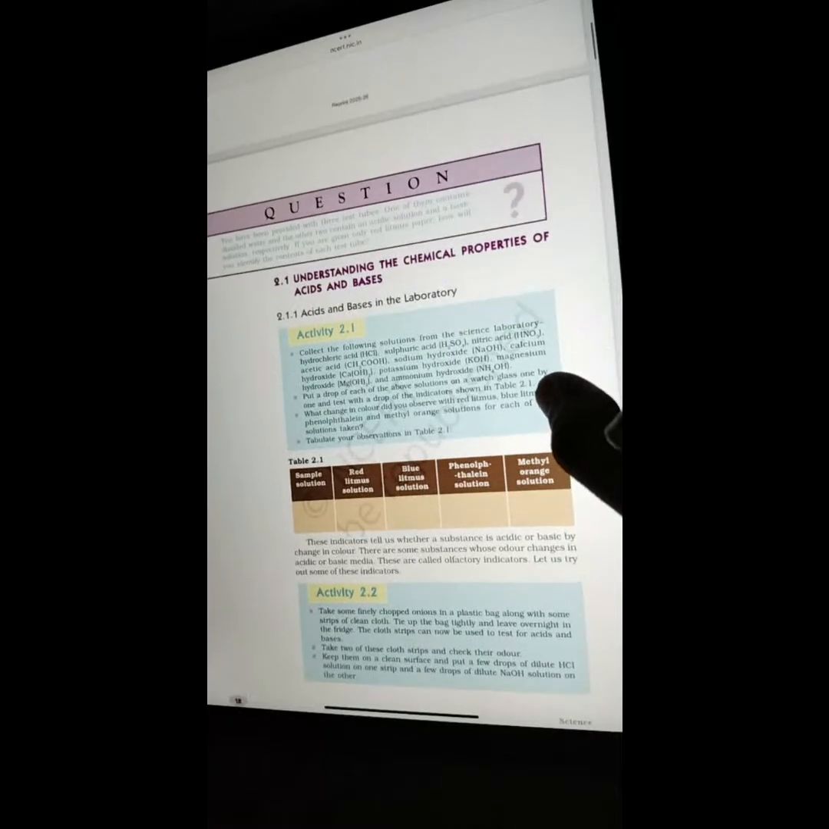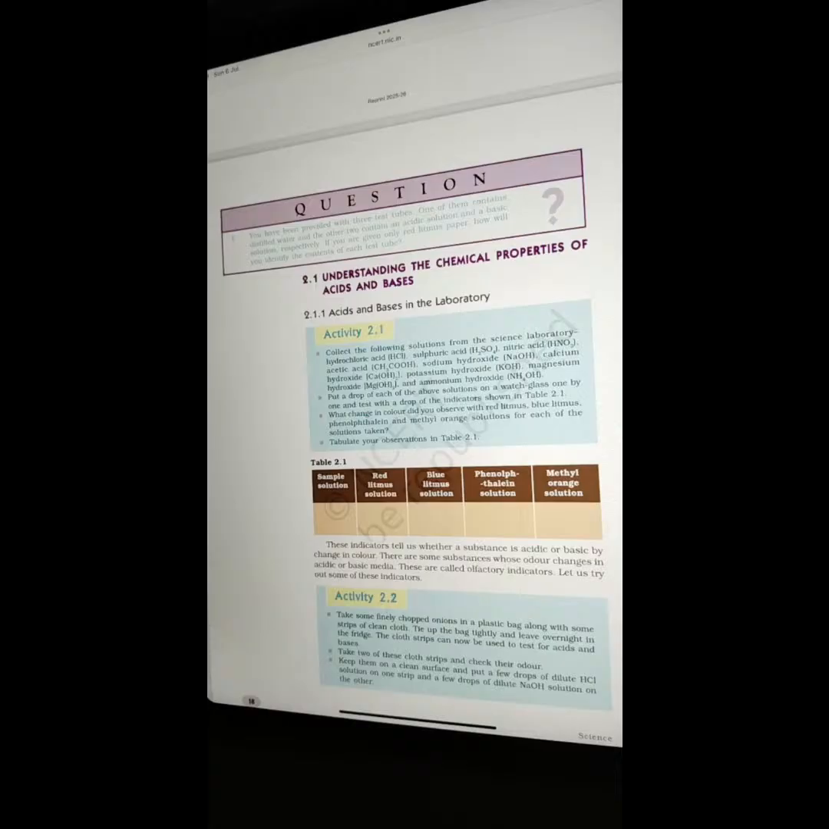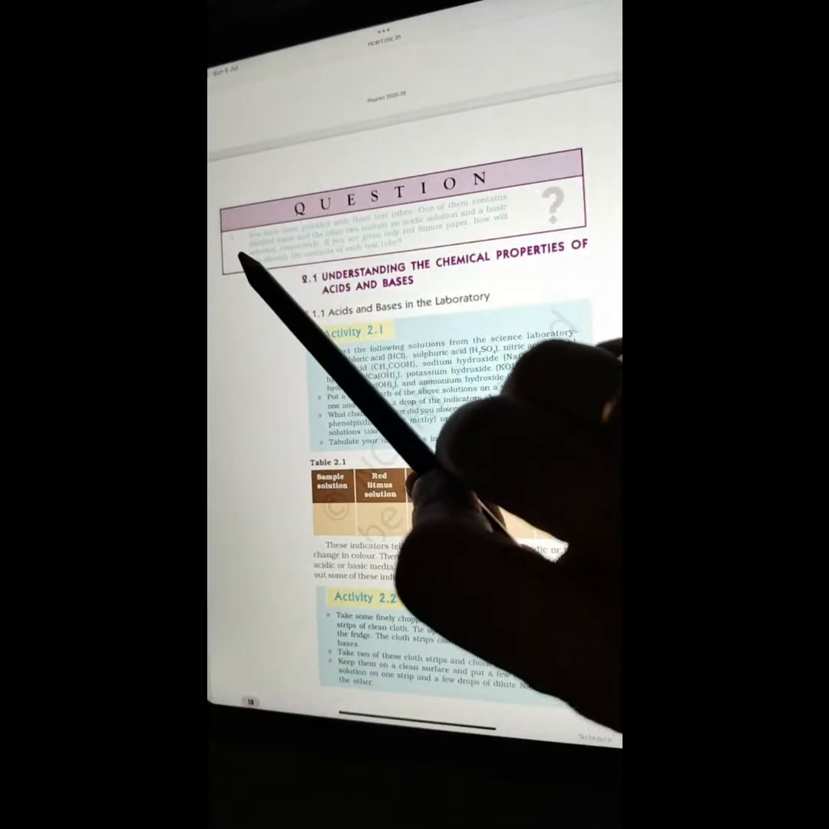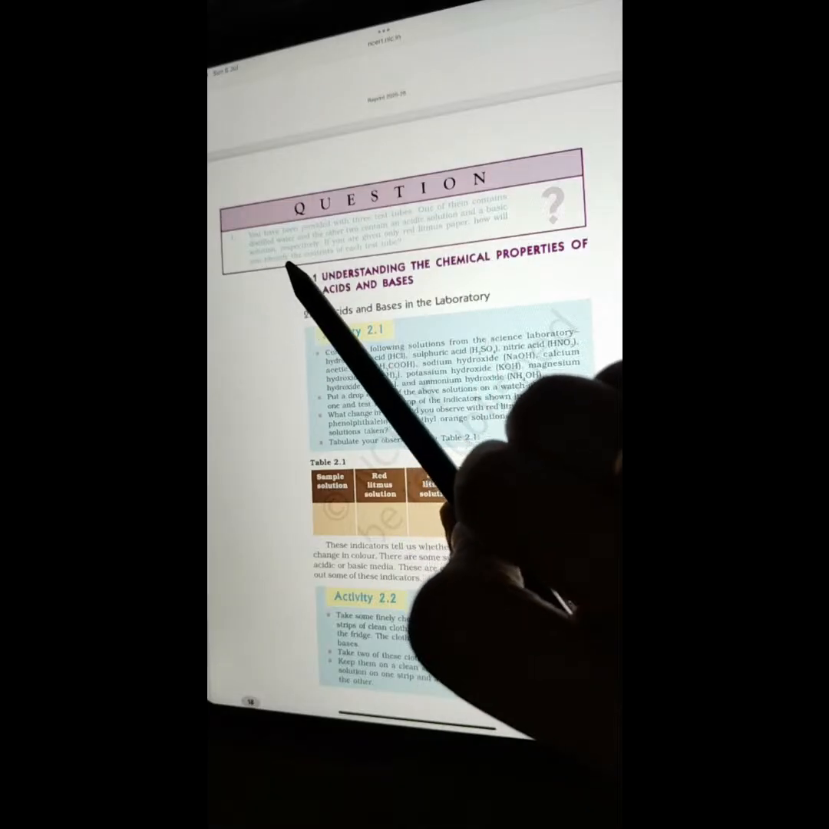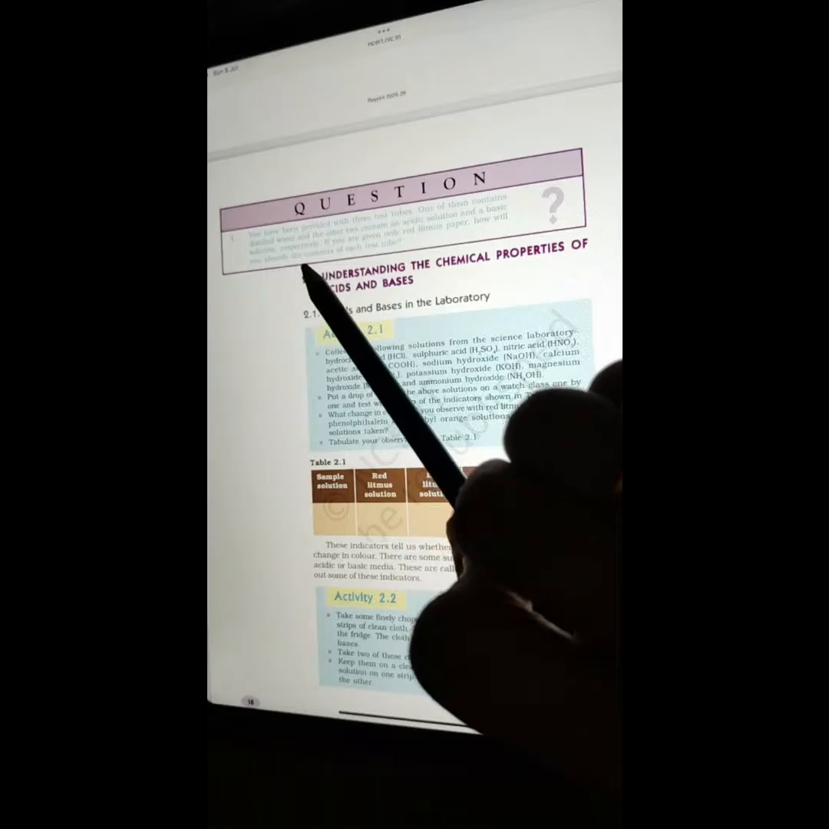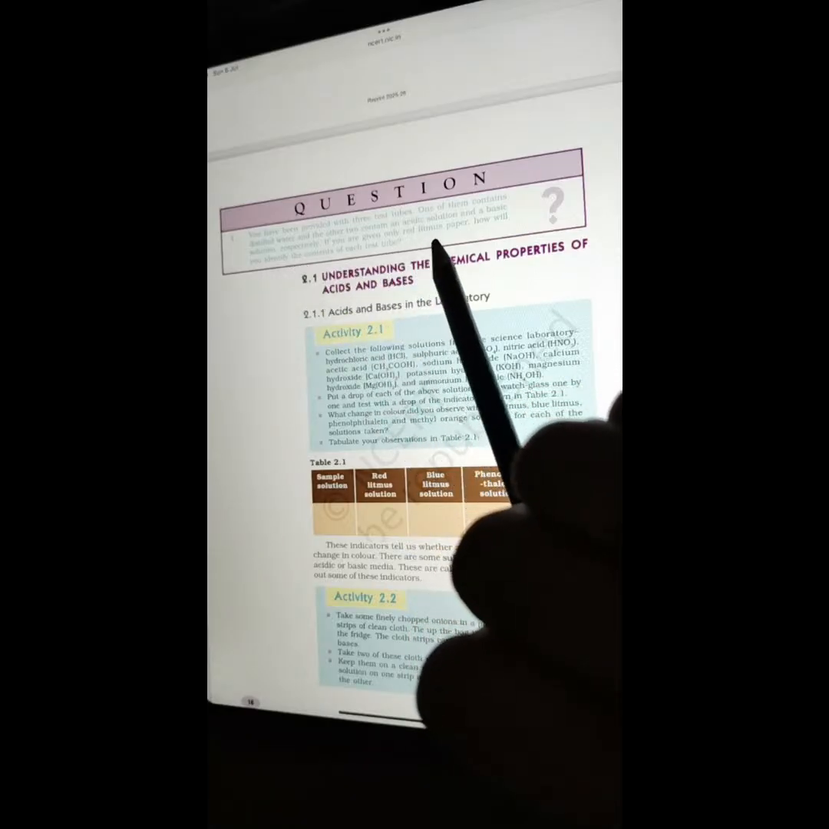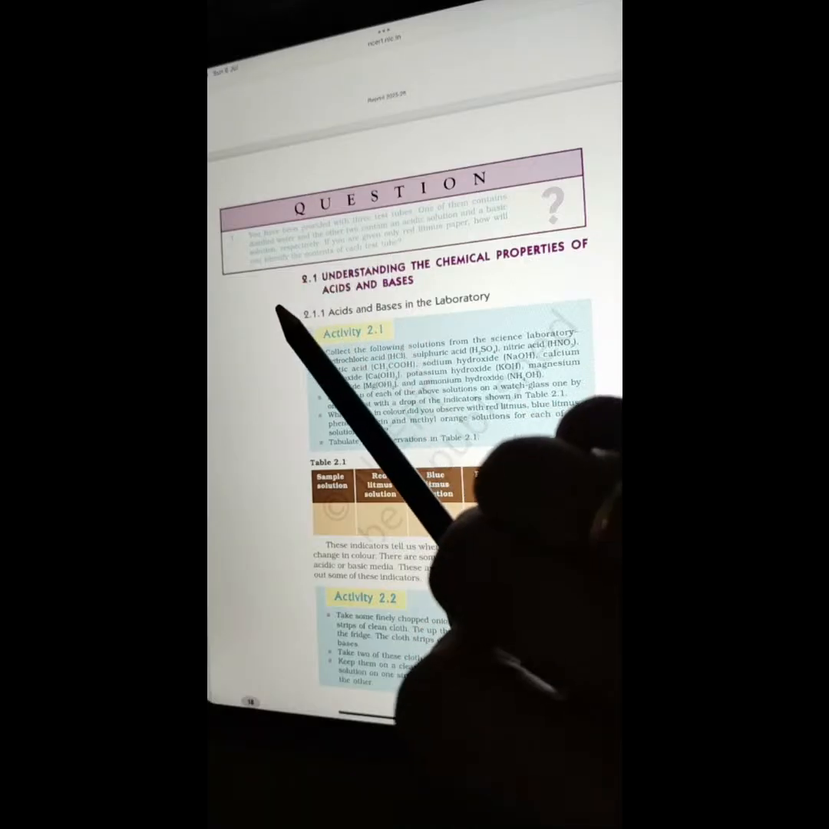Next page. First, we'll be reading out the in-text questions. I hope the screen is visible. First in-text question: you have been provided with three test tubes. One of them contains distilled water and the other two contain an acidic solution and a basic solution respectively. If you are given only red litmus paper, how will you identify the contents of each test tube?